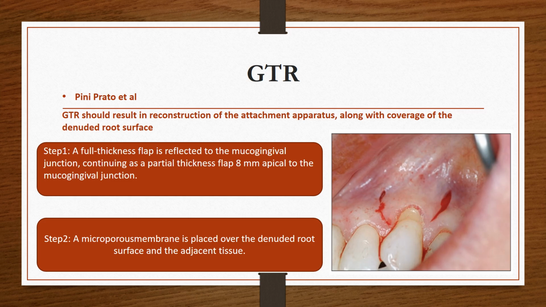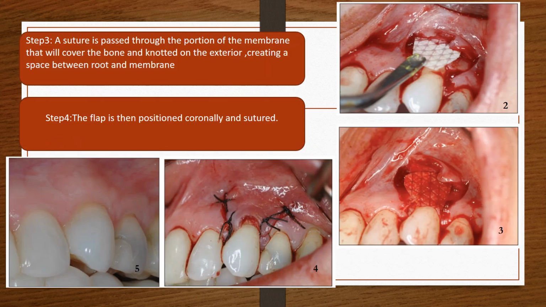Then a suture is passed through a portion of the membrane that will cover the bone. This suture is tied on the exterior end to bend the membrane, creating a space between the root and the membrane. This space allows the growth of tissue beneath the membrane. The flap is then positioned coronally and sutured. After 4 weeks, a small envelope flap is performed and the membrane is carefully removed. Nowadays we are using a resorbable type of GTR membrane.